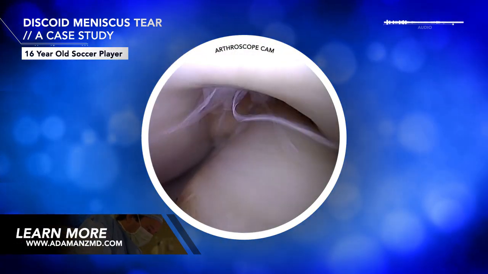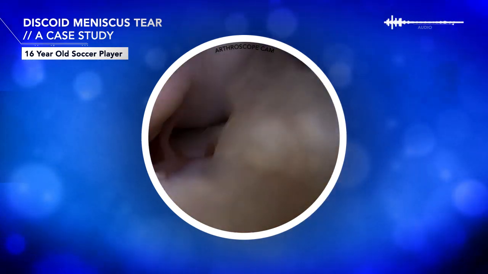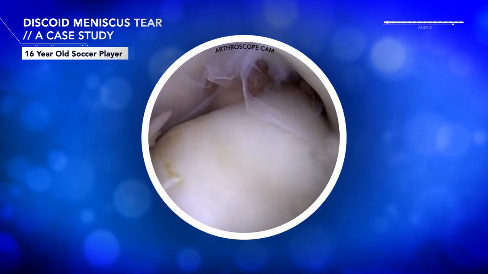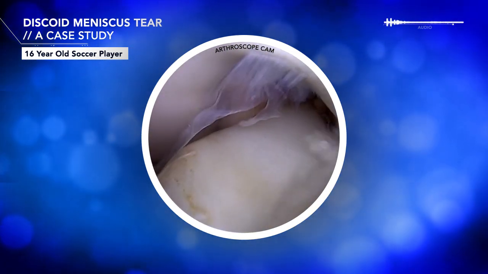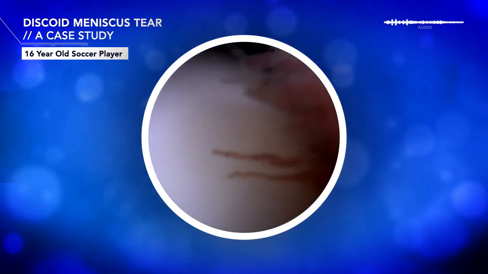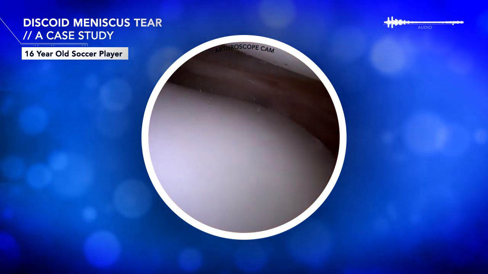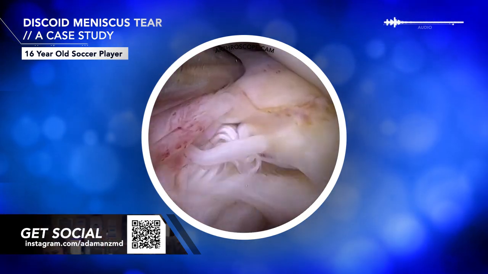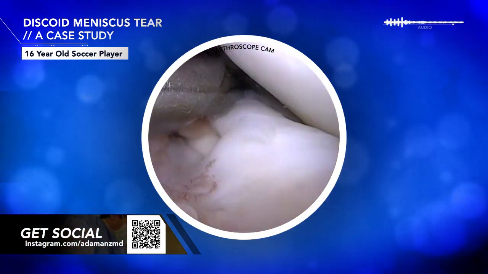Here's a case example of a 16-year-old soccer player who had a discoid meniscus. You see the discoid meniscus has been torn and displaced to the center of the knee. And so when we first look inside the knee, this is the meniscus in an abnormal position. And as we look over to the outside of the joint, or the lateral compartment, you can see it's as if there is no meniscus here in the lateral compartment. And that's because this meniscus is displaced into the middle of the intercondylar notch. And this is a discoid meniscus.